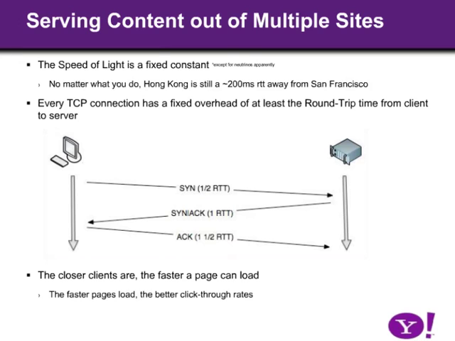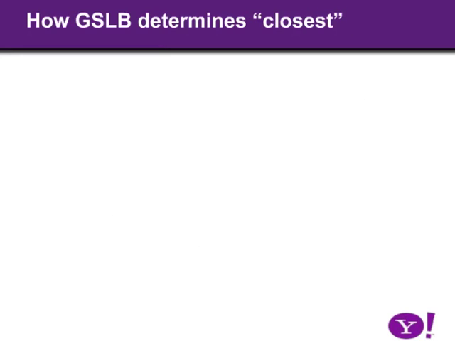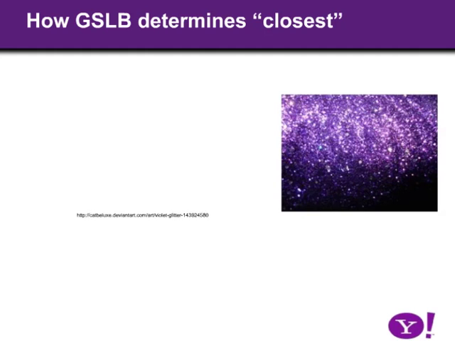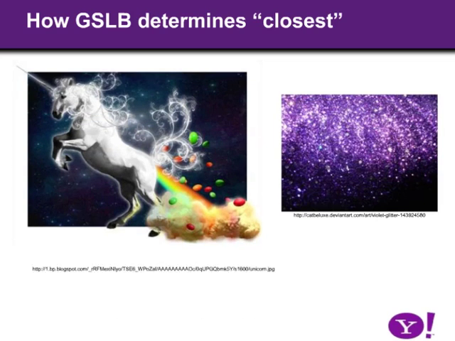How GSLBs actually determine what's closest. The way we do it, it's a combination of magical pixie dust, unicorn farts, very, very important. That's how we figure out where users actually are, and wizards loading up epic dragons. The way it's actually done, it depends.